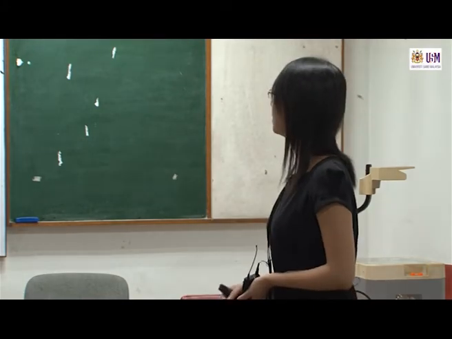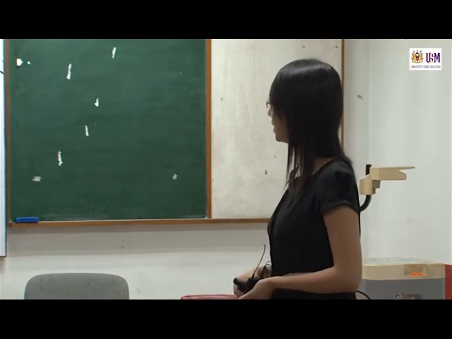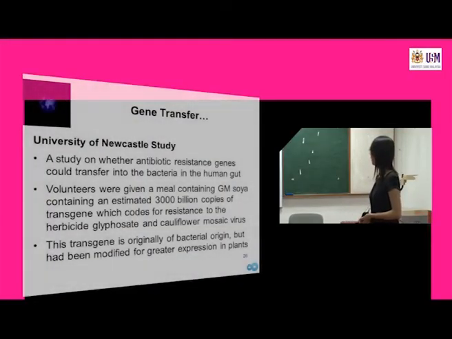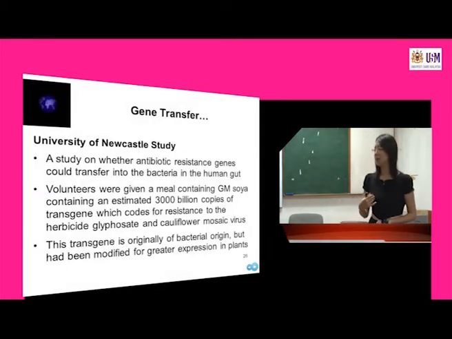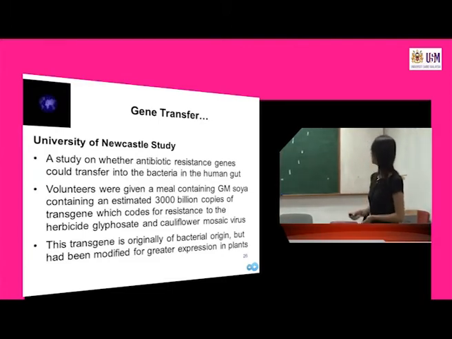Now, this University of Newcastle study, what is it that they have done? They wanted to evaluate whether antibiotic resistant genes could be transferred to the host or not. The host will be us, the gut. So they had volunteers, and these volunteers voluntarily consumed GM food. What is it? GM soya.